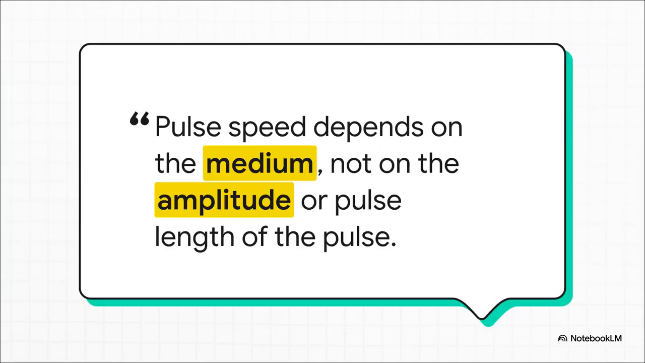Easy, right? Now listen up, because this is a really key takeaway. You think that if you flick the rope harder, giving it a bigger amplitude, that the pulse would travel faster, but it doesn't. The speed has nothing to do with how you make the pulse. It's determined entirely by the rope itself. How thick it is, how tight it is. The medium is in charge of the speed, not the pulse.